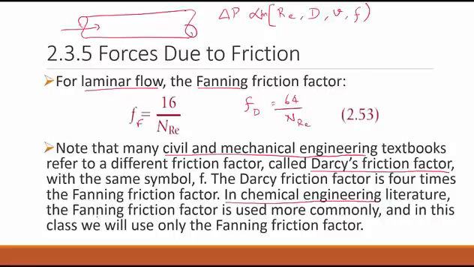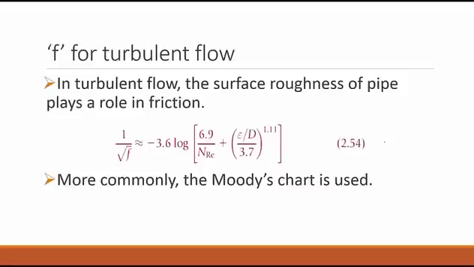So if you would have taken a fluids class, you might have studied Darcy's friction factor, which is 64 by Reynolds number. Overall, in the equation, that factor 4 gets multiplied, so it all gives you the final answer, but you need to be aware of these differences between the Fanning friction factor and Darcy's friction factor. In case of the turbulent flow, it's a much more complex equation.